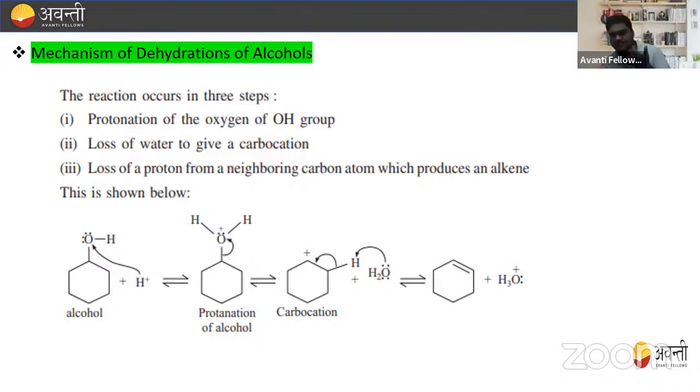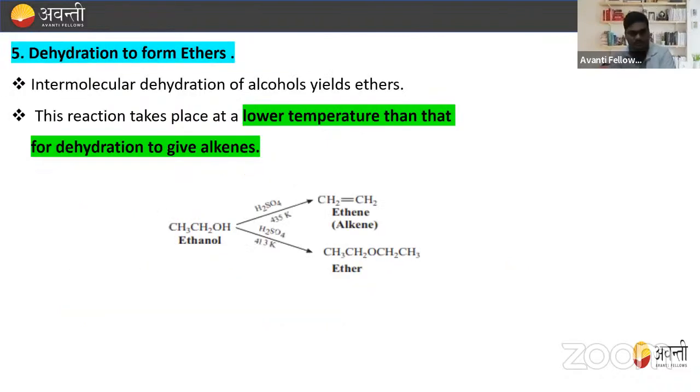So the carbon becomes positive, and this H2O will be removed. Now this carbon atom accepts an H+ from the neighboring carbon atom to form an alkene. So this is how the protonation takes place, and this is the mechanism of dehydration of alcohol.